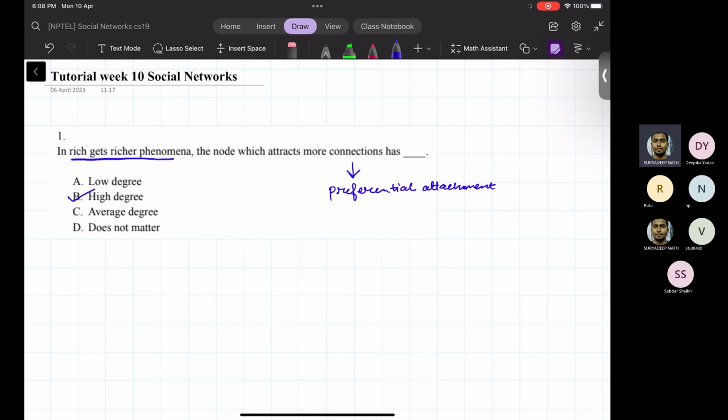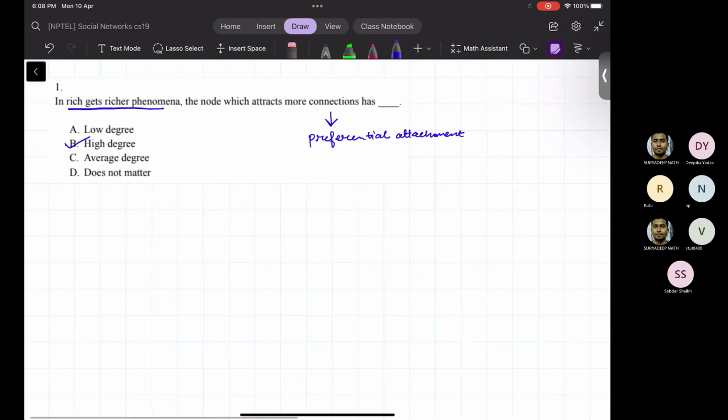So a node that has a high degree, that is, it has connections to a higher number of nodes, will in the longer run get connected to even more nodes. That is the rich gets richer phenomenon.